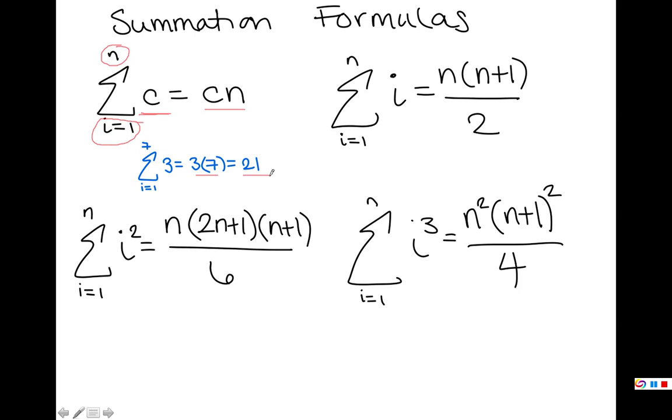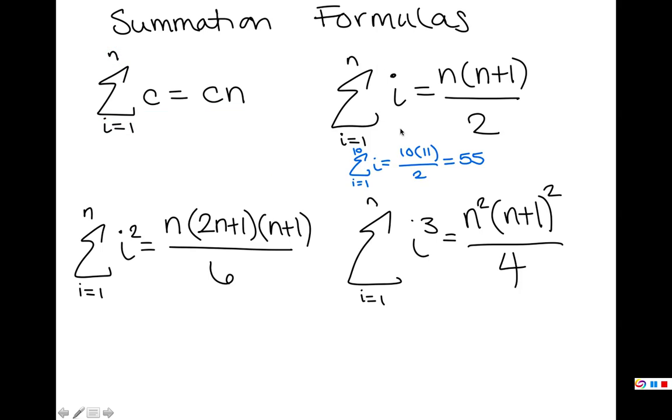All right, so that's our first formula. When we have a constant, we get a constant times n. The second formula says if we add up i, and again, the thing to really notice is that this formula says you have to start at 1, and if you end at n, here's our formula. We get n times (n plus 1) divided by 2.